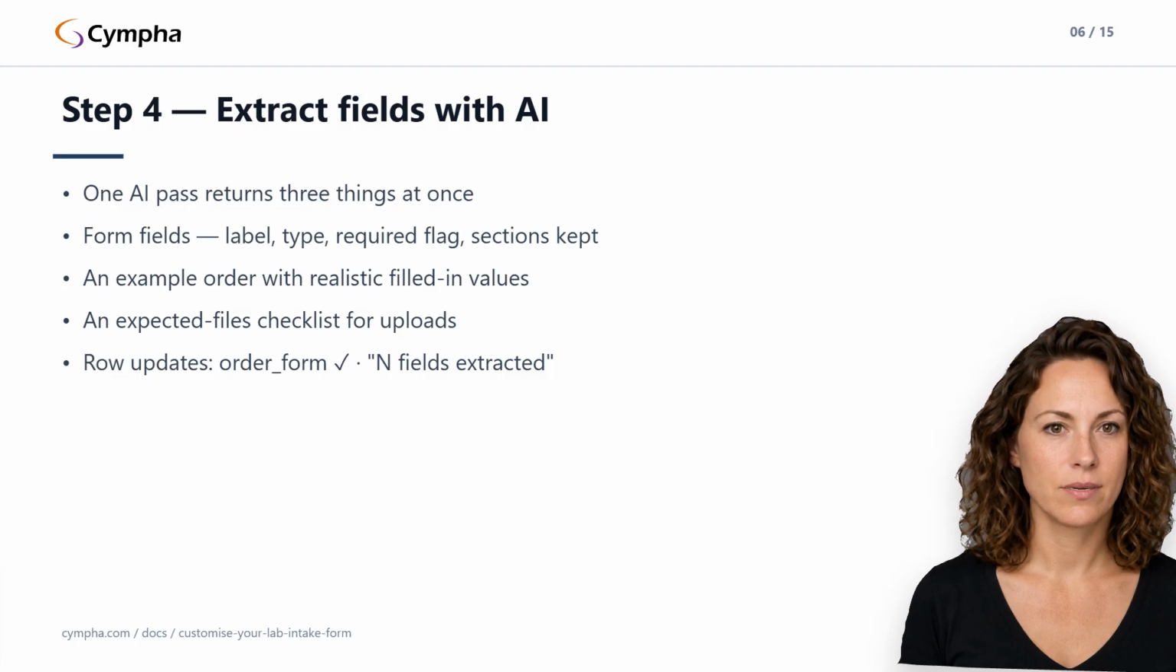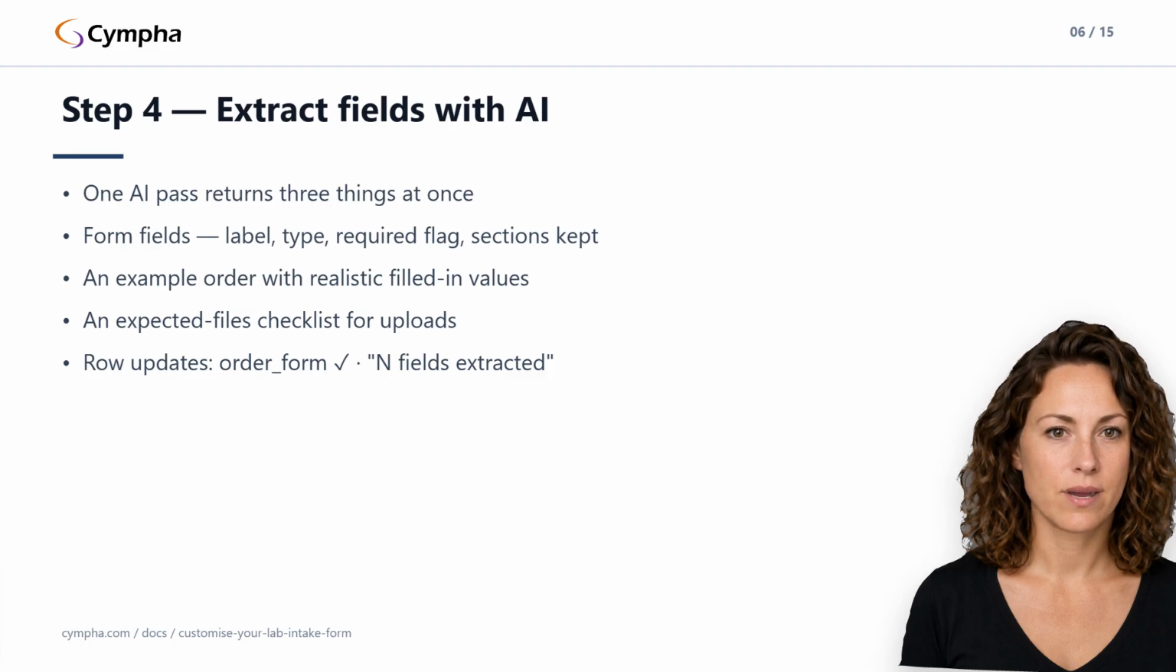When the pass finishes, the row updates. The order form column shows a check badge, a fixed marker, not your file's name, and how many fields were extracted. Before you call it done, look at it through a doctor's eyes. Click the preview button, the eye icon, on the service row.